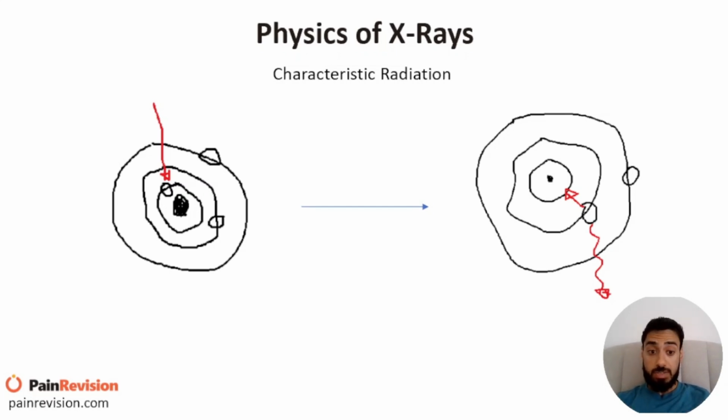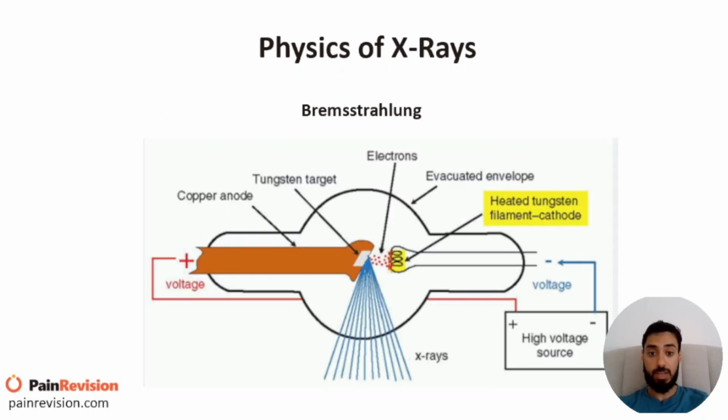Why is it called characteristic radiation? Because essentially, the distance from this outer shell to the inner shell is fixed for tungsten and is fixed for any other material. So the amount of energy released is going to be fixed depending on the material that you're using, and that's why it's called characteristic, because based on the energy released, you can identify the material itself. Unlike Bremsstrahlung, where X-rays are basically of various different energies.